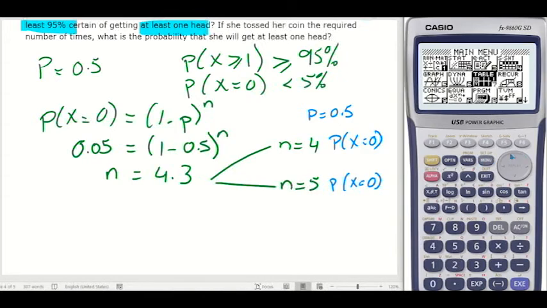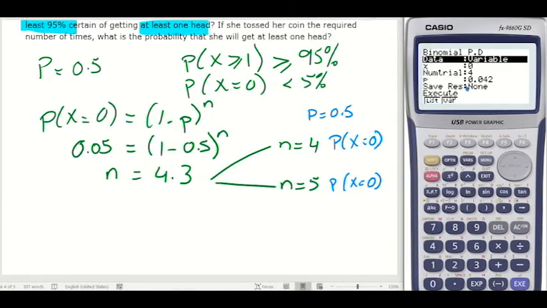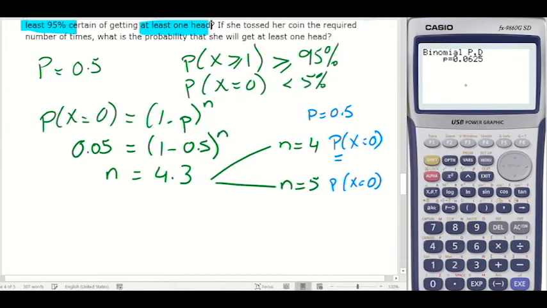So back to our stats menu and binomial, and I'm going to do number of trials, start with 4, and the probability of head is 0.5. And so that will give me a probability of getting no heads if I toss it 4 times would be 0.0625.